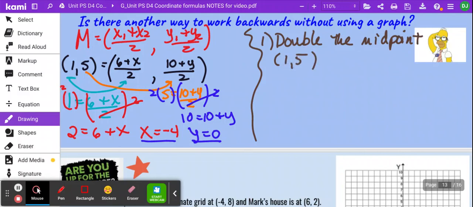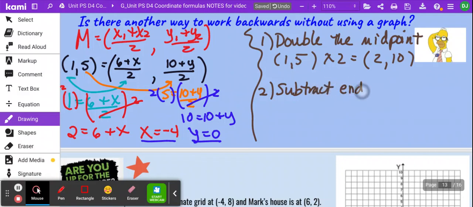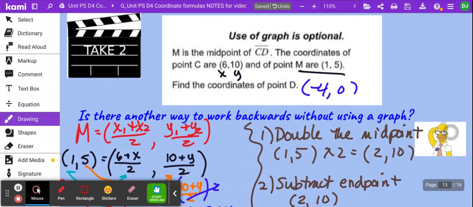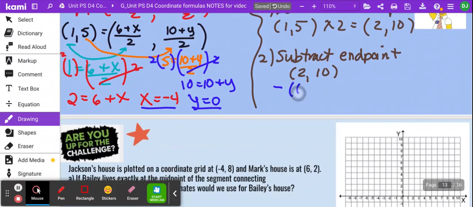So let's do that. The midpoint was 1, 5. Multiply by 2, I'm going to get 2, 10. Simple, right? We can all double the midpoint. And then, because in the formula it's add, now I want to subtract the endpoint. Subtract endpoint. So what does that look like? Well, again, I've got 2, 10, and now I'm going to literally subtract the endpoint that I was given. And remember, come back up here. The endpoint is C at 6, 10. 2 minus 6 is -4. 10 minus 10 is 0.